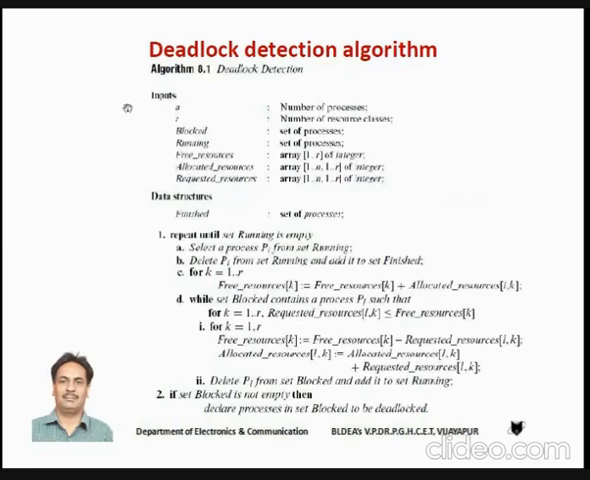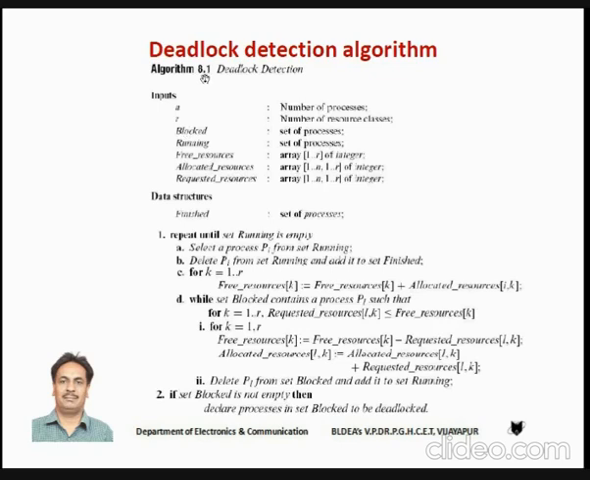Okay, now if you look at this algorithm, first he has given the inputs to the algorithm. He has given A as the number of processes. The number of resource classes he has mentioned as R, right? Then he has given blocked as a set of processes, running, again one more set of processes, and he will note down information about free resources in the array. Then he will maintain information about allocated resources and requested resources. So these all are fed as an input to the algorithm.